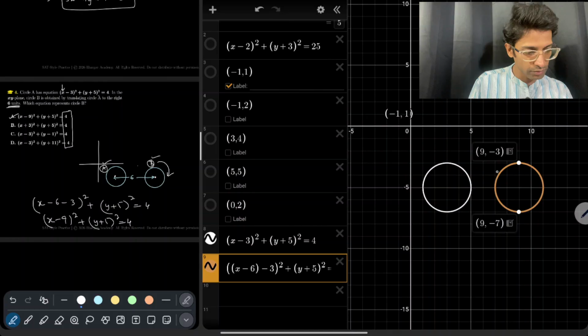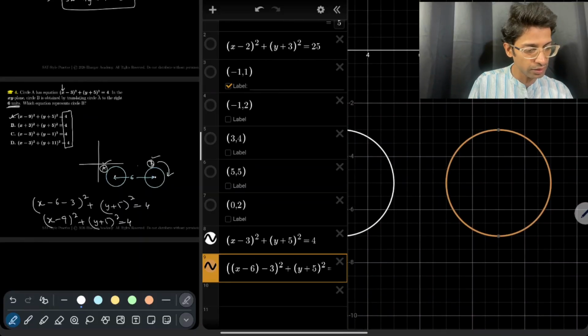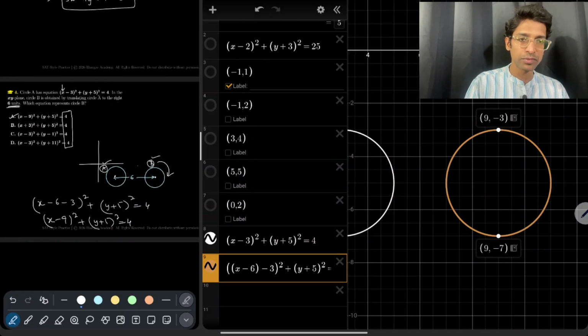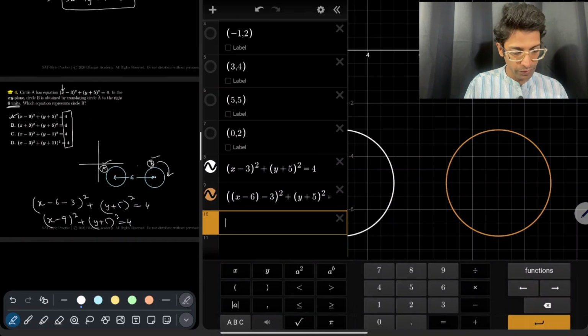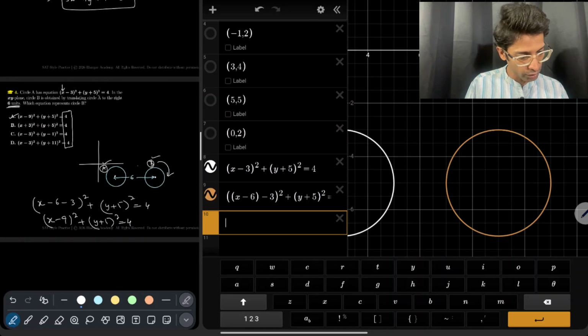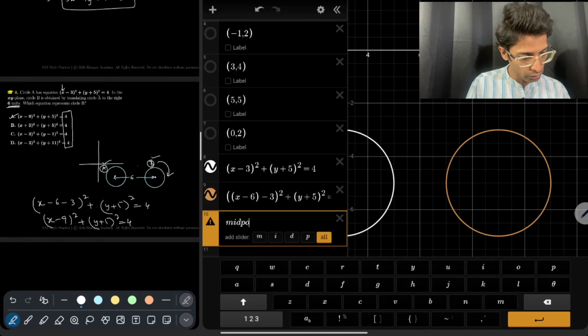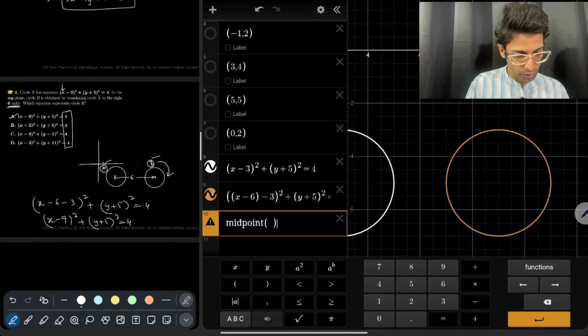So (9, -3) is the topmost point for this shifted circle. Let me show it to you. And the bottommost point is (9, -7). So the midpoint of these gives you the center of the circle. You can find the midpoint using the midpoint function. If you don't want to do it using algebra at all, you can. I'm showing you how to do it.